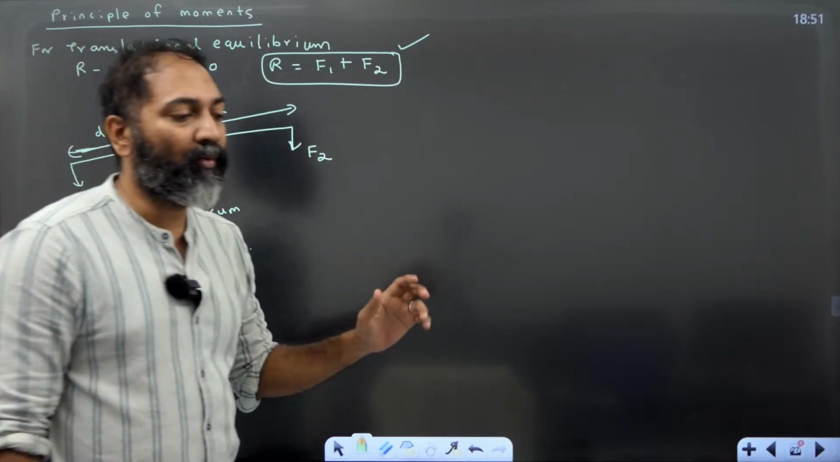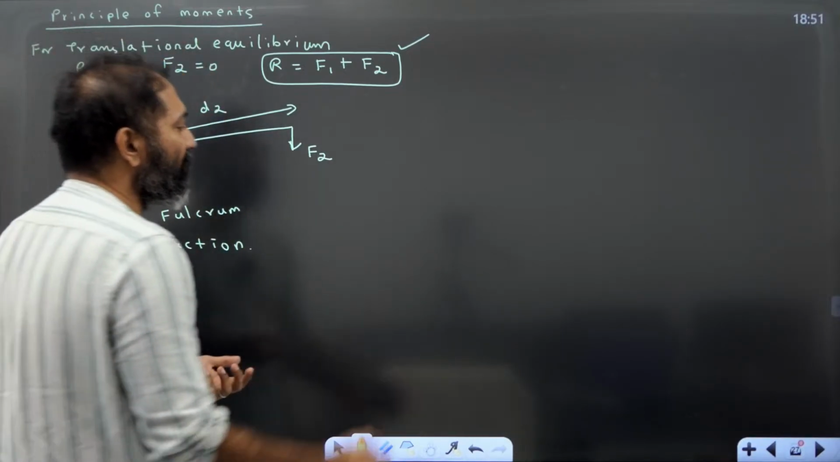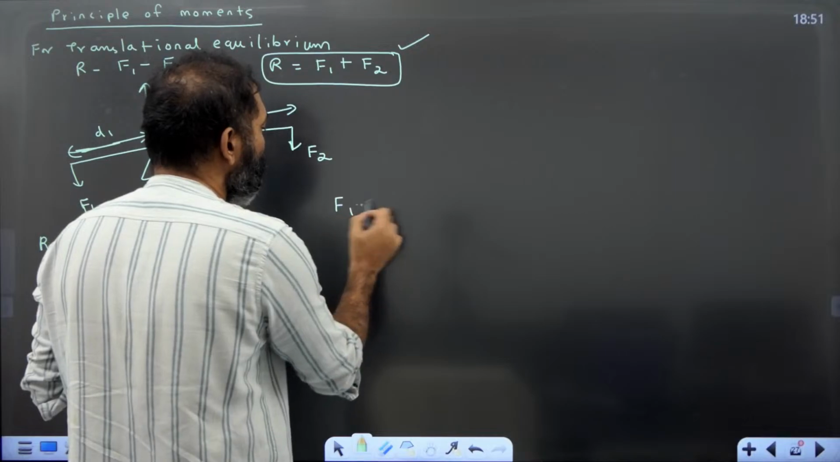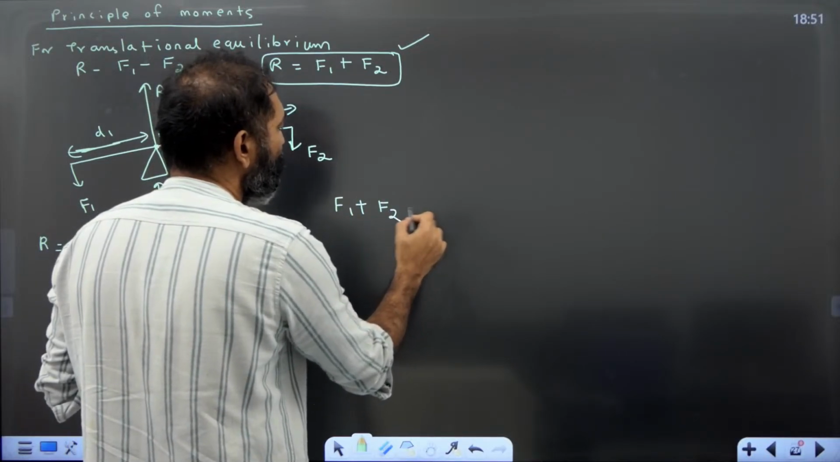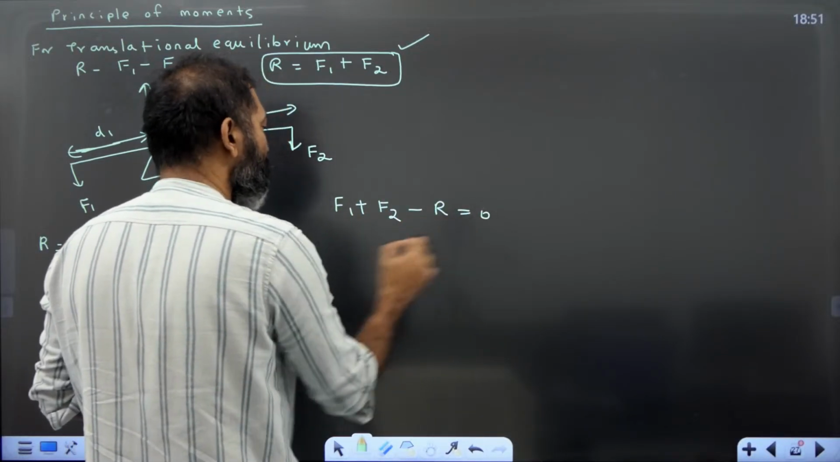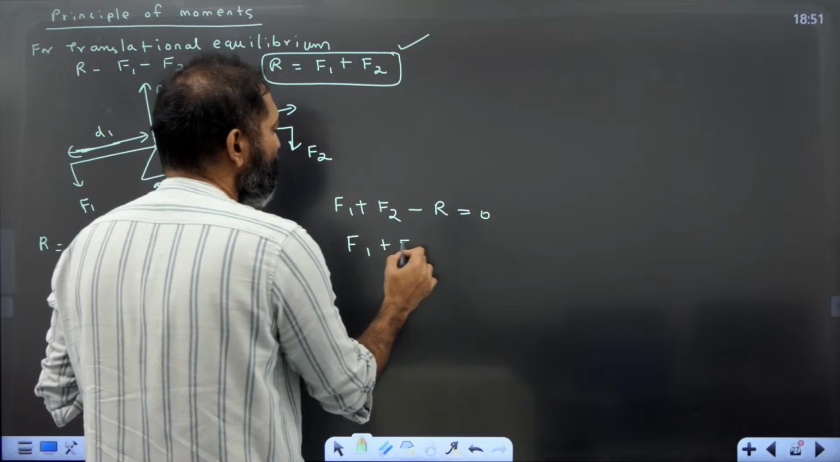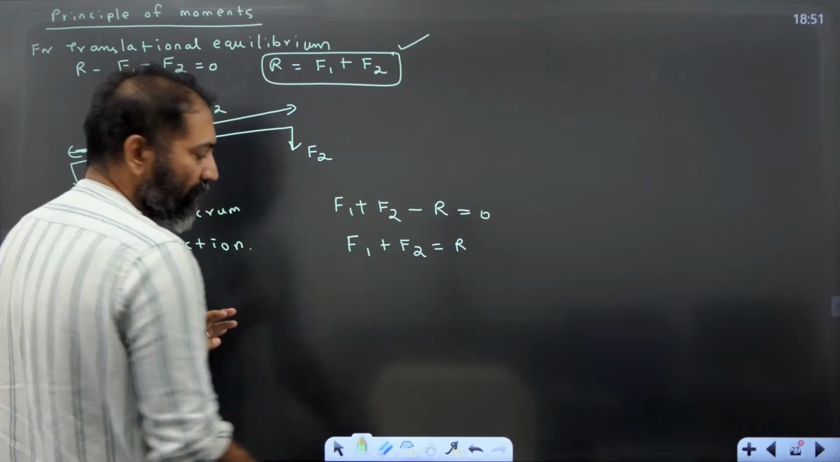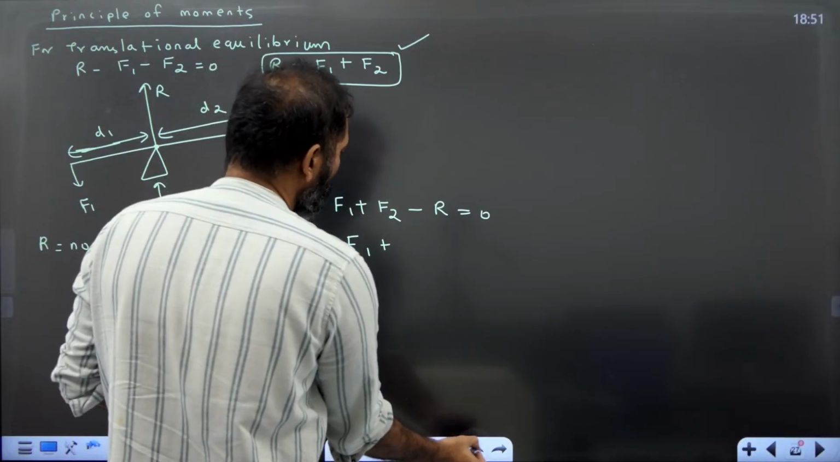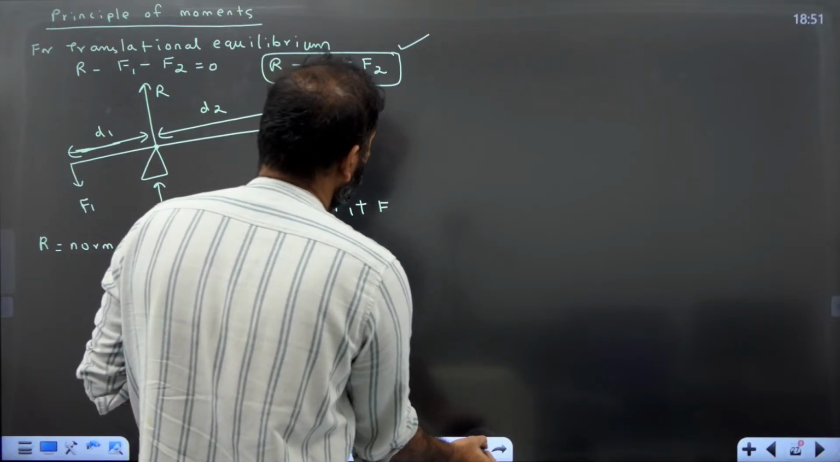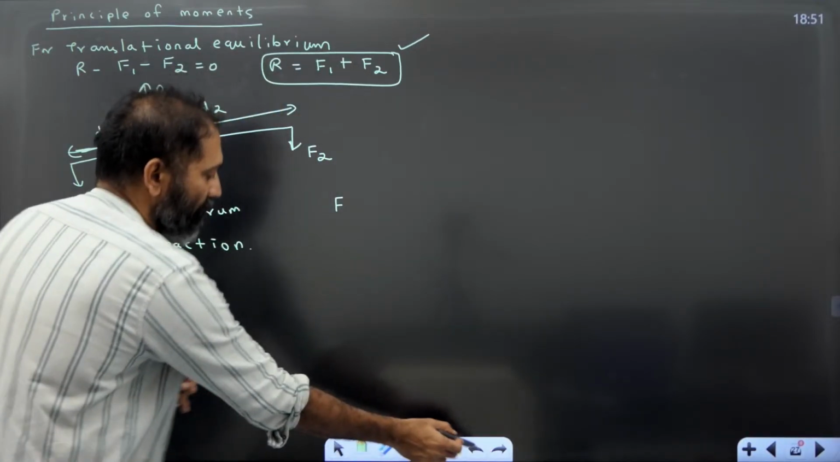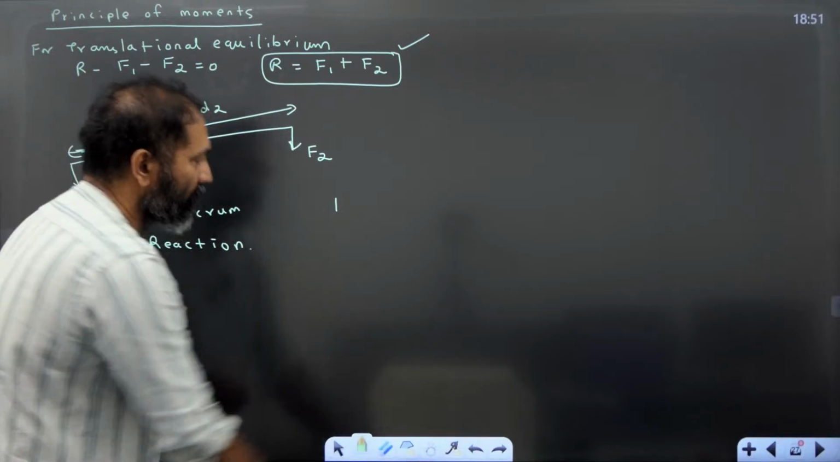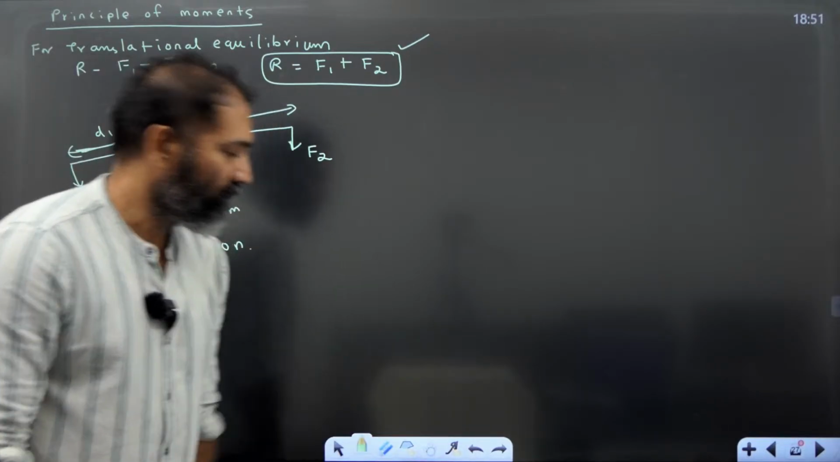Some students may say, sir, can't we take F1 and F2 as positive? If F1 and F2 are taken as positive, then F1 plus F2 minus R equal to 0. Then also you will get the same answer, F1 plus F2 equal to R, which is R equal to F1 plus F2. Any doubt? That is the condition for translational equilibrium.